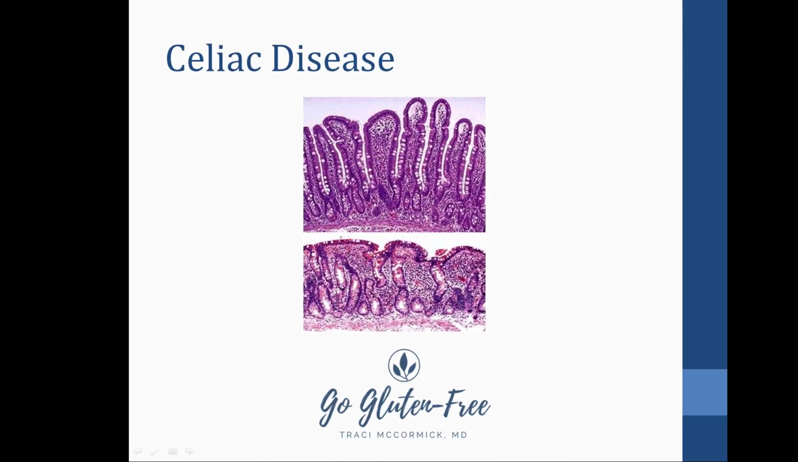So that is what celiac disease is. Celiac disease is an autoimmune disorder that causes the destruction of the villi of the intestine when the person with celiac disease ingests gluten. Now, if somebody who has celiac disease is not eating gluten, their intestine will look normal.